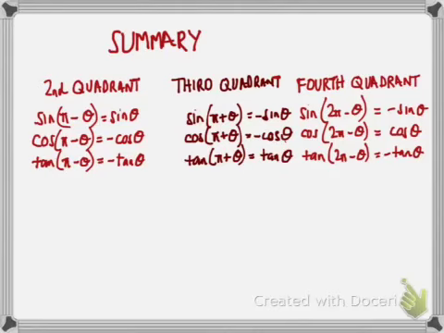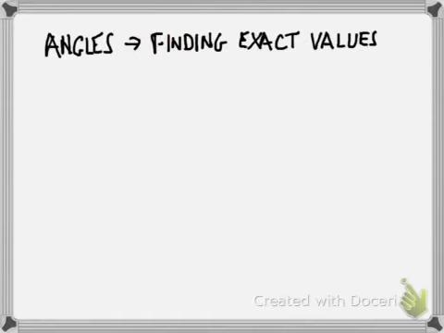Once again, you can use patterns. In the second quadrant, sine's positive, the other two are negative. Third quadrant, tan's positive, the other two are negative. Fourth quadrant, cos is positive, the other two are negative. So you can see what's going on. They are handy little rules, and we're going to use those now to solve some problems.